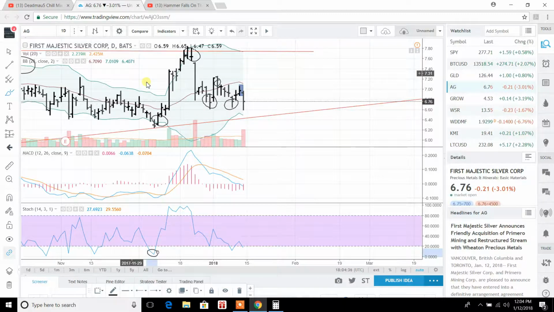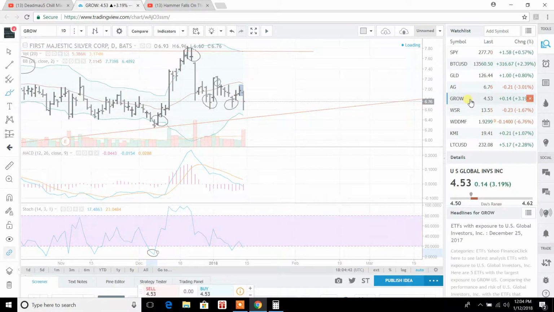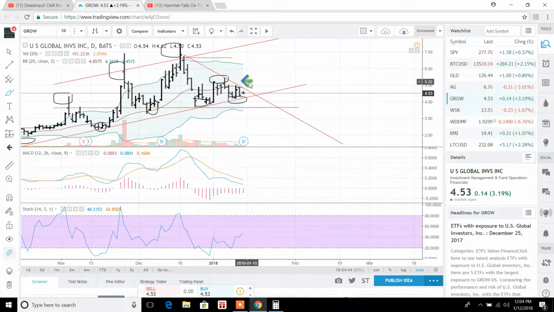So that's AG at the current moment. We'll go over here. I've got a watch list going. Grow is one that I lost money on. You see this little blue arrow. Again, I was not using stochastics for that one. I had a completely different indicator going, which was the RSI level, and that's what I'm talking about.